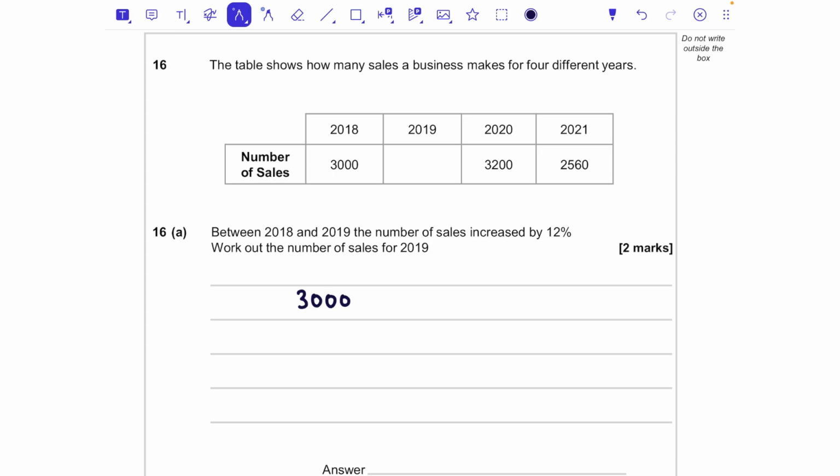So that means we want 112% because we want the 100% of 3,000 that we started with and an extra 12%. Now to get that, we multiply by the decimal equivalent. So 112%, if we divide by 100, is 1.12. So if I multiply by 1.12, that is going to get me my answer straight away. Now you could do 3,000 and divide it by 100 to get 1%, times it by 12 and add it on. Nothing wrong with that. Just this is going to be much quicker, and it gets me 3,360. I'm going to put that on the answer line.